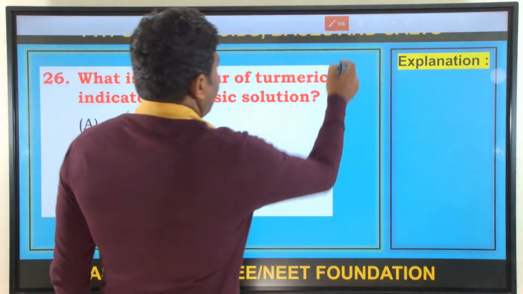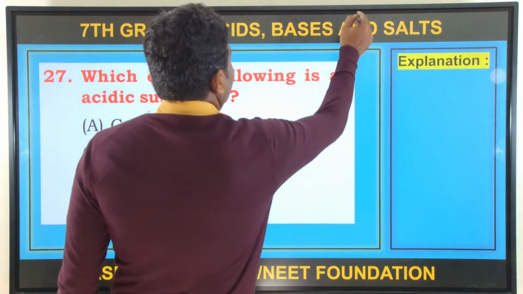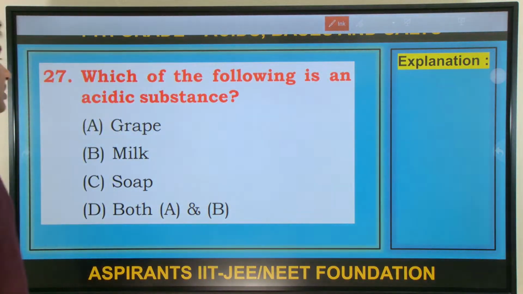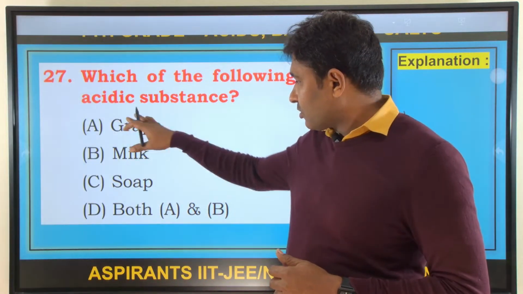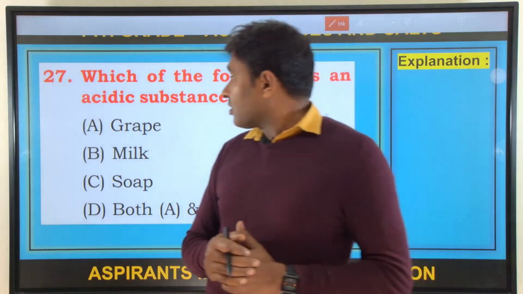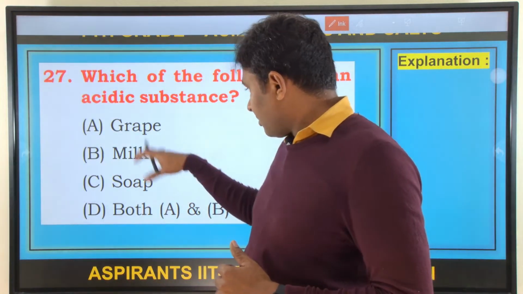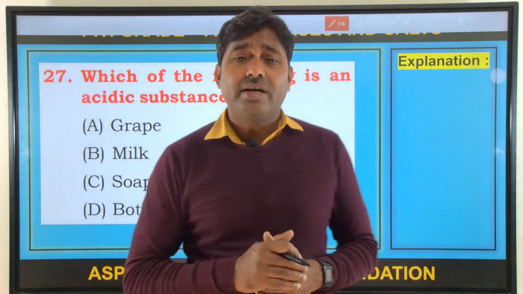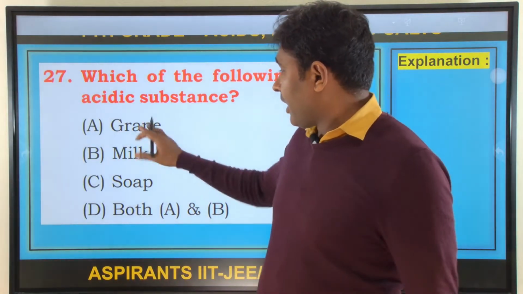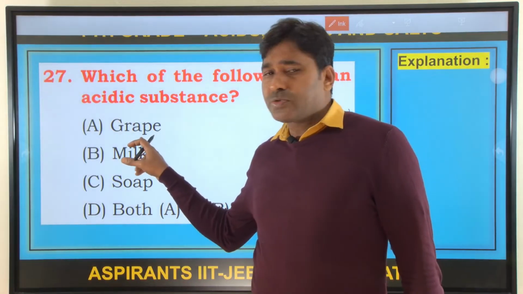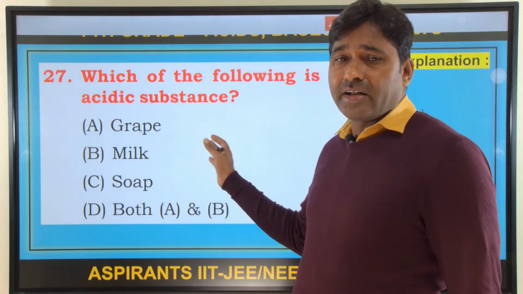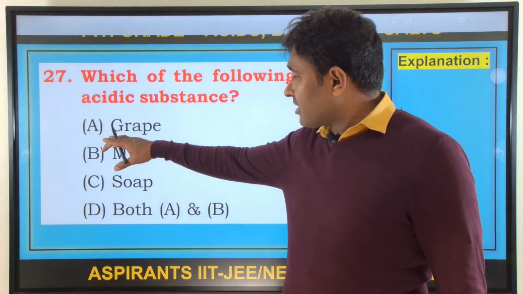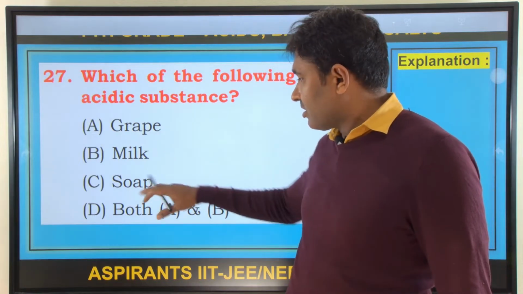Okay. And next, which of the following is an acidic substance? Here three options are given, and a fourth option combines two. So which among these four options are considered acidic substances? See here, grapes are acidic substances. Why? Because grapes contain citric acid, tartaric acid, malic acid. They contain organic acids, so they are acidic in nature.